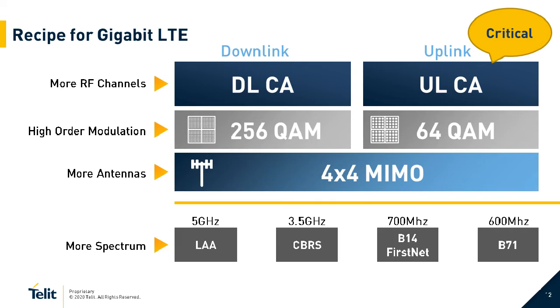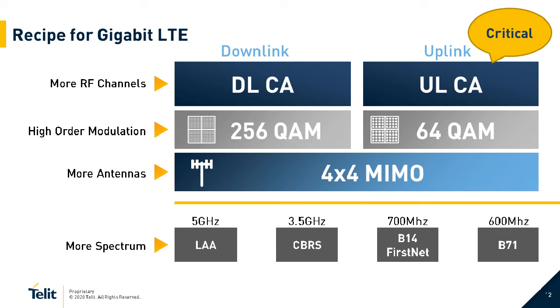Now, the second ingredient for Gigabit LTE is higher order modulation. Now, to explain this, a good analogy is basically that you can pack more bits into the same packet. And so you're increasing the efficiency of how you're transmitting this information over the air. So in Gigabit LTE networks on the downlink, you can go up to 256 QAM, which is quadrature amplitude modulation.